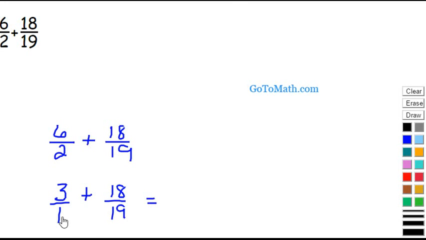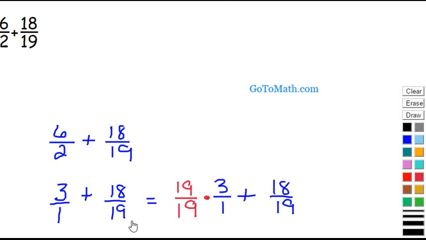So what we're going to need to do here is we want to get these denominators to be the same, and the best thing to do, using a different color here, is to write 19 over 19 times, okay, times, we'll go back to blue, 3 over 1. Okay, that takes care of this part plus, and then we have 18 over 19. So this is where students really have the most difficulty, and that is when their denominators are different when it comes to fractions and adding and subtracting, okay?